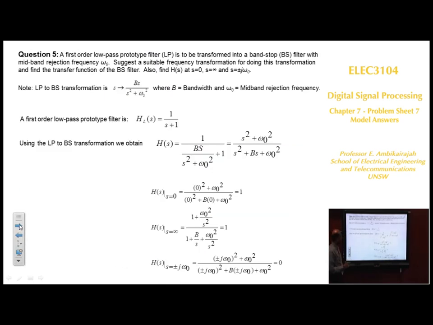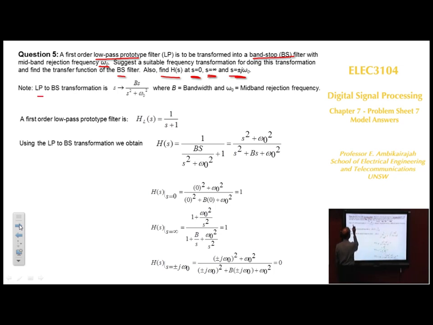Now the last question, I think this one is here. A first order low pass prototype is to be transformed to a band stop filter. So far we did low pass to high pass. Now we are going low pass to band stop. And the mid band rejection frequency is omega naught. You need to do a transformation and find the transfer function of the band stop filter. H(S) at S equals 0, and S infinity, that also you've been asked to find.